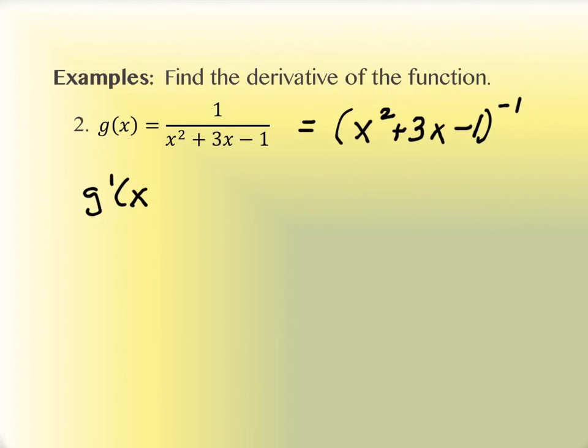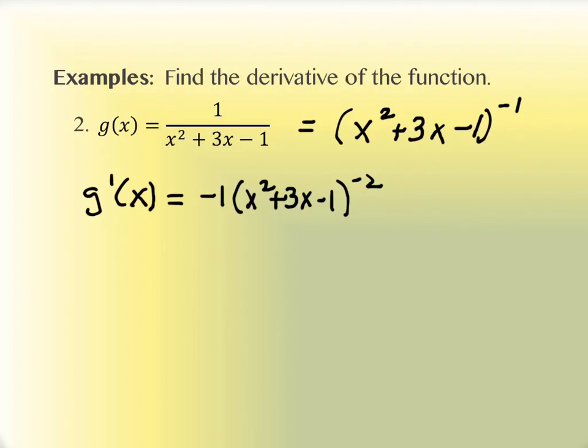So what is my outside function? Yeah, that exponent with a -1. So what's going to happen to the -1? It's going to be a multiplier. So I'm going to have a -1 here. And the -1 becomes a -2. What's going to go inside the parentheses? The same thing that was already there. So I've got x squared plus 3x minus 1.